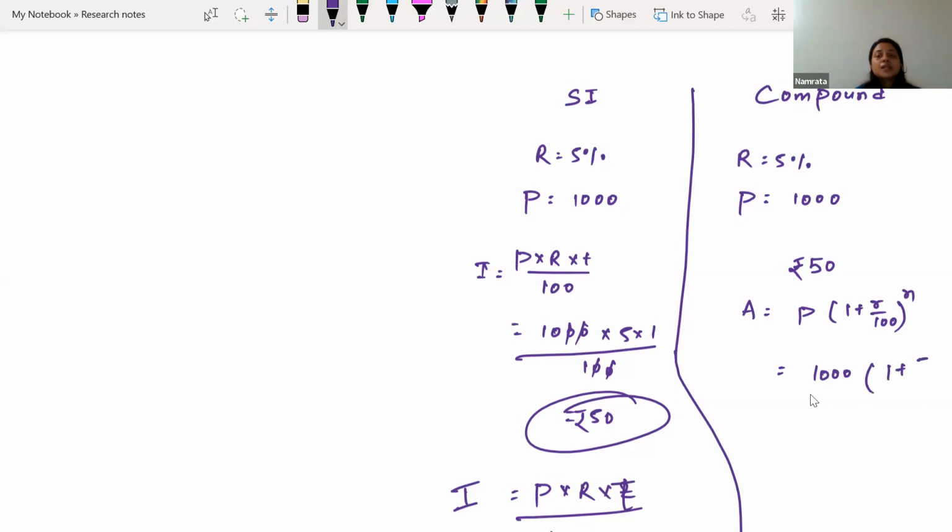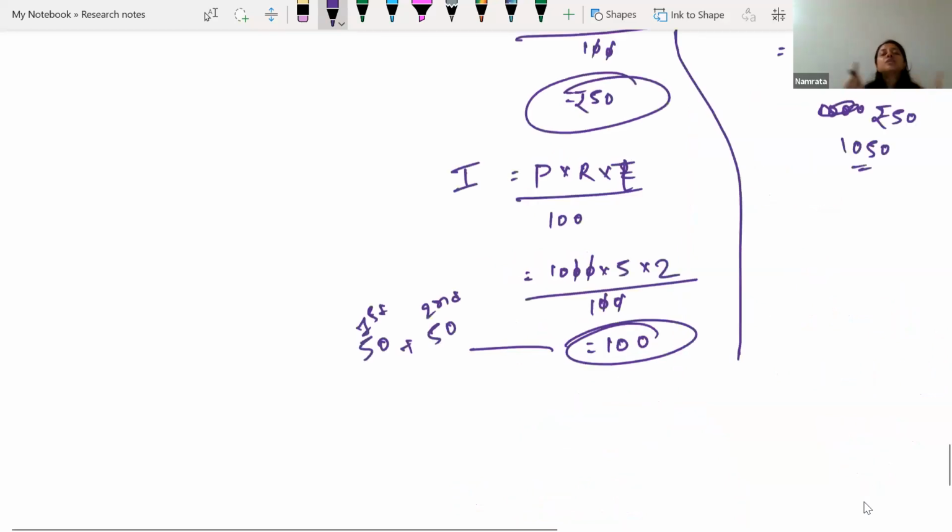By this formula, P is 1,000. If you calculate 5 by 100 and n is 1, meaning for 1 year, you will get the same thing as the simple interest, that is rupees 50. Actually, you will not get 50 because this is the amount, so you will get 1,050. That means 50 extra they are charging you.